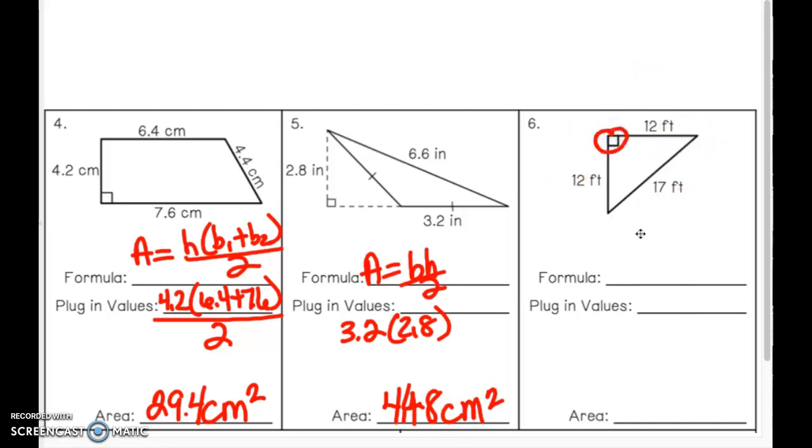Okay. Same thing over here. Here's the 90 degree angle. So base times height divided by 2. So we have 12 times 12, base and height.